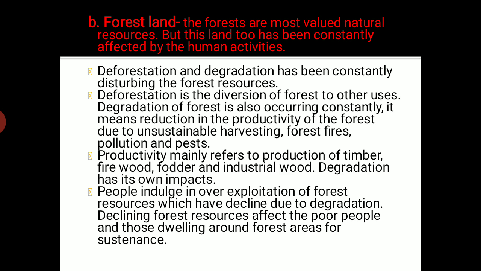Again there may be forest fires, which is a natural kind of activity or calamity which happens and which disturbs the forest land. There may be pollution because of one reason or another, maybe chemical release or maybe the pesticides that may be used. So due to any of these causes, the forest land gets disturbed, degraded, and its productivity also changes.